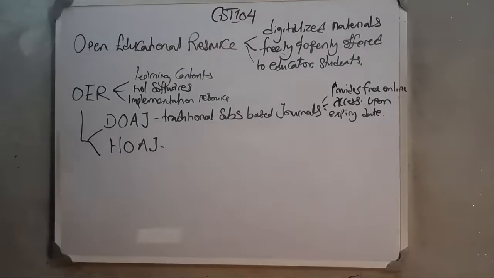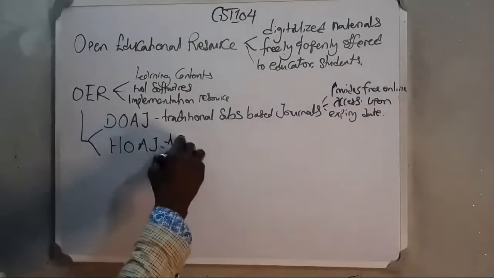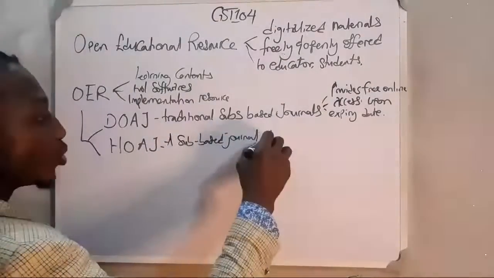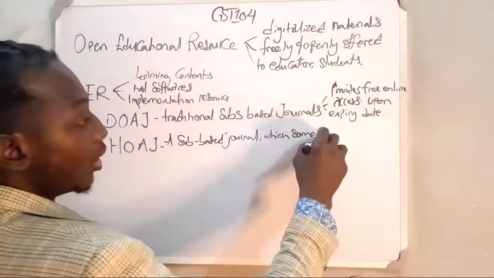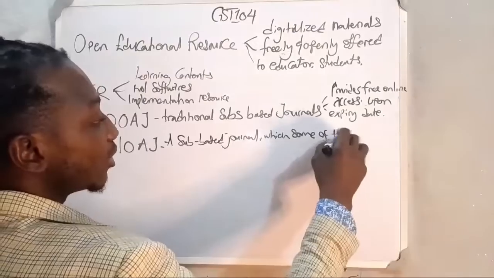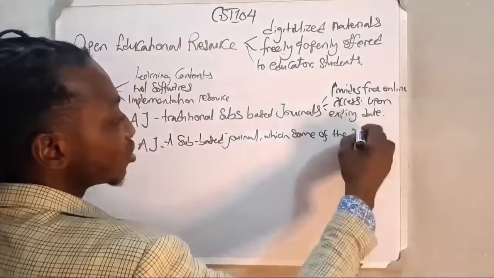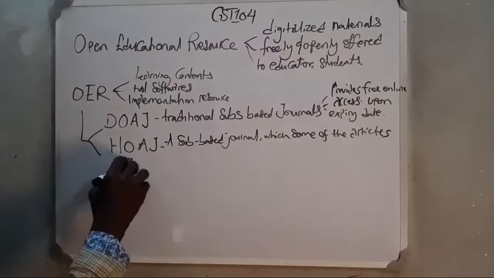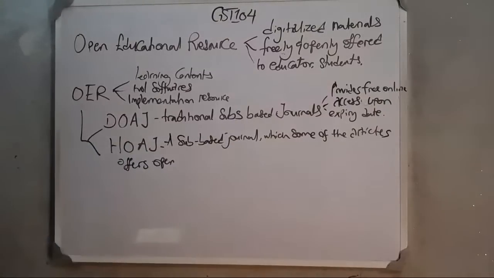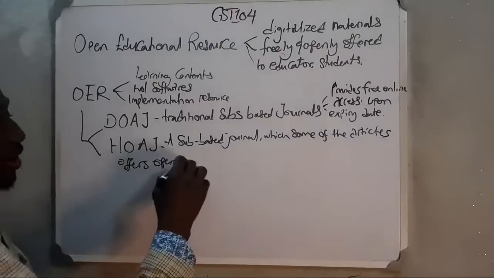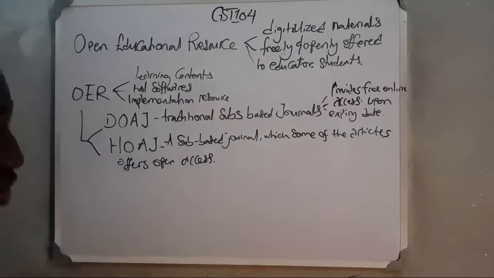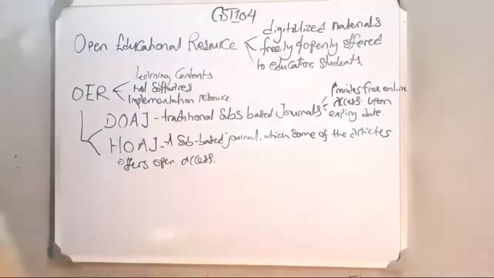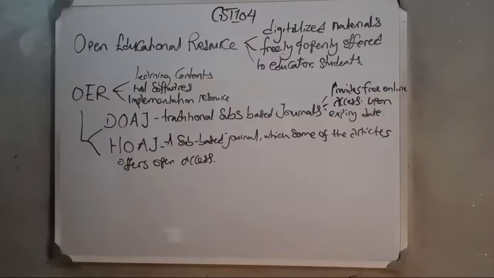a hybrid open access journal is a subscription-based journal in which some of the articles offer open access. It's actually subscription based, but even among subscription-based content, some of the articles still offer open access. So we have that.